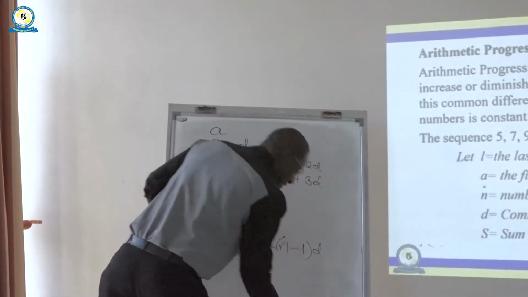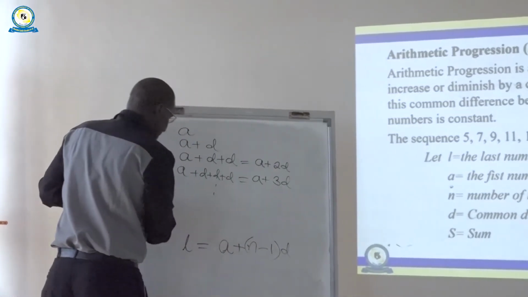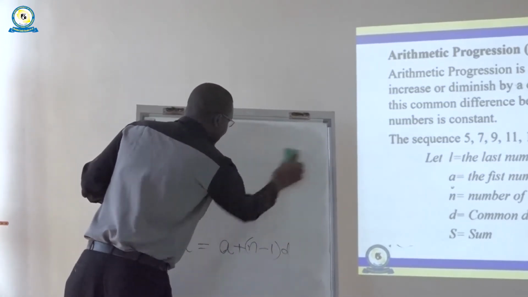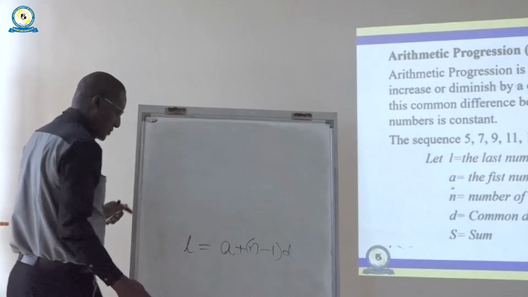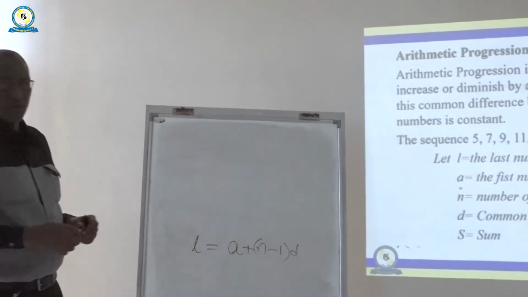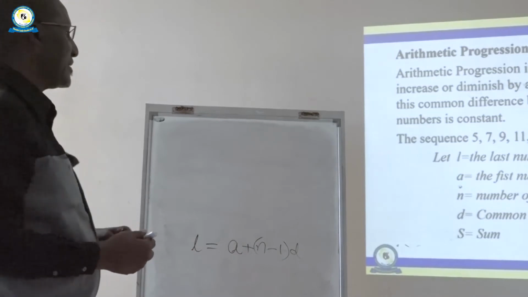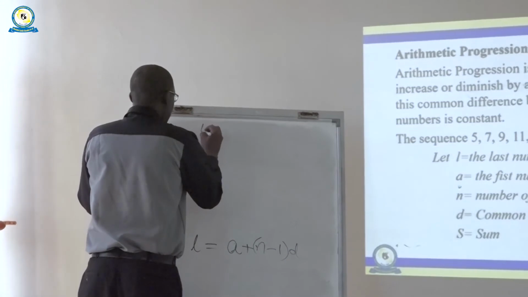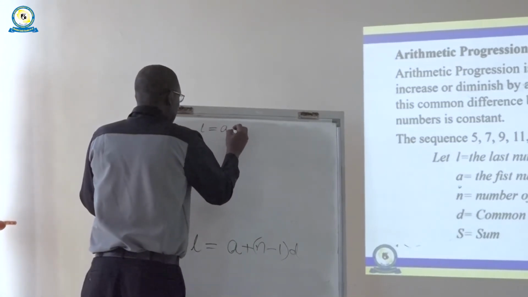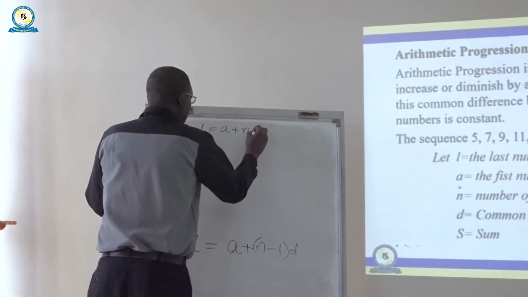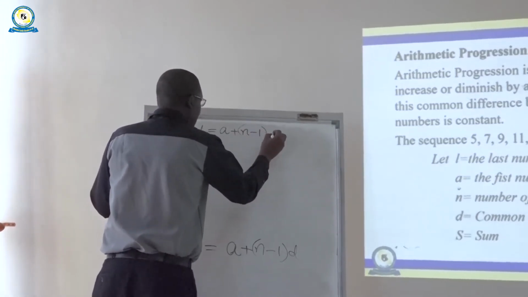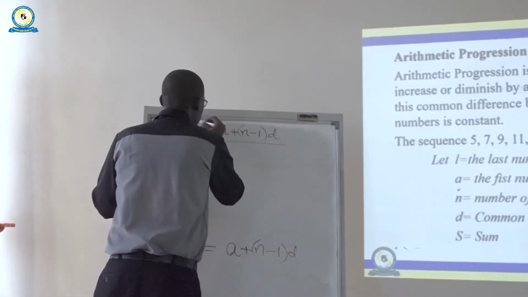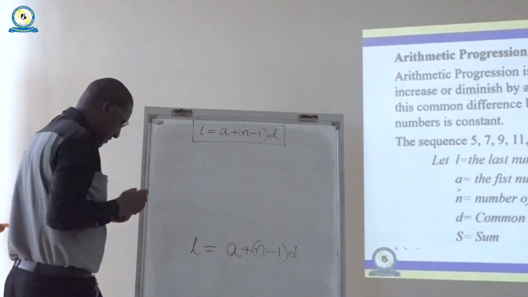That formula you should hold by heart. That's right here: L equals A plus n minus 1 times D. Let me enclose it in a box.